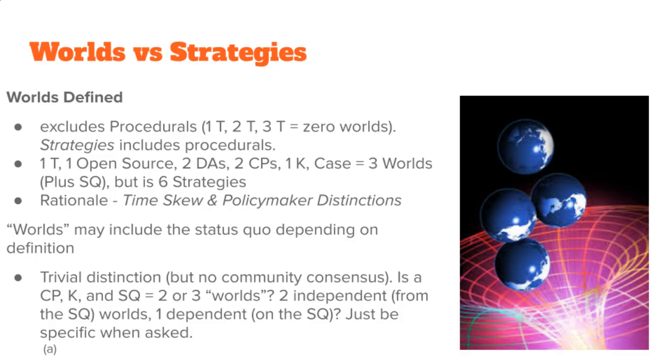For example, if you have 1 topicality, an open source, 2 disads, 2 counterplans, a K, and the case, this could be basically 3 worlds plus the status quo. But it might be 6 strategies or permutations with the disad and such. Ultimately, worlds is based on the number of worlds, so competing counterplans or critique alternatives. That would be 3 additional worlds in the example I gave.